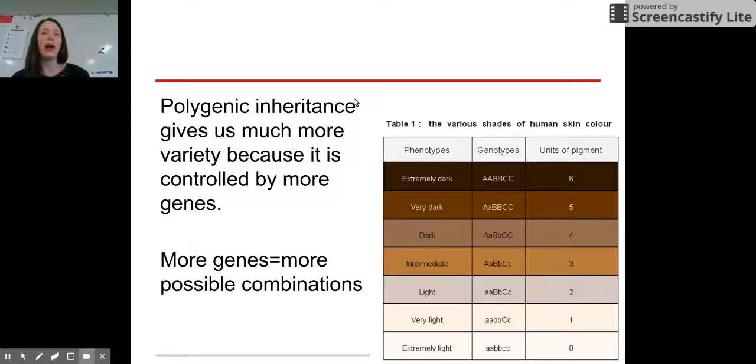Up until now, I've maybe given you guys one gene. Every baby got one copy from mom, one copy from dad. Maybe it was complete dominance with an uppercase and lowercase. Maybe it was incomplete where they mixed together. Maybe it was codominance where they work together, but you really only had one gene, one copy from mom, one copy from dad. This one gives us that variety because it has more genes. More genes gives us more combinations.